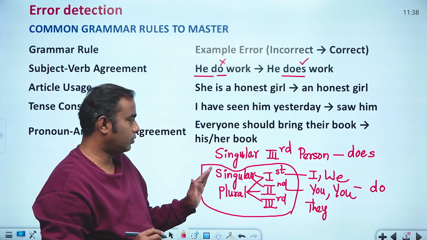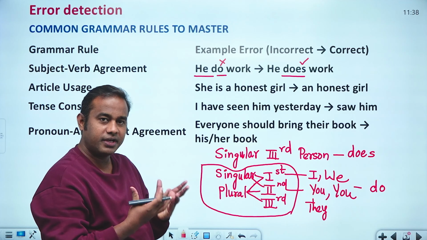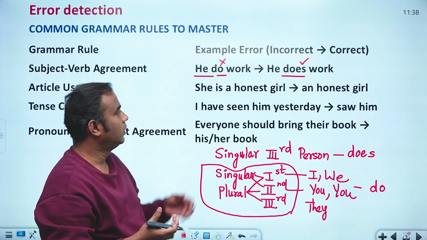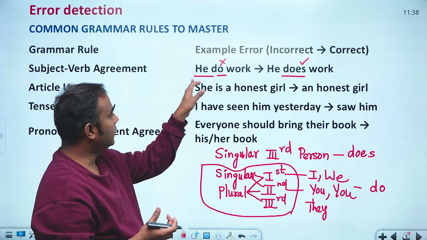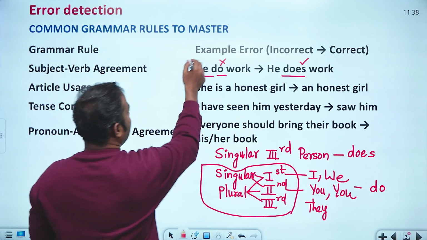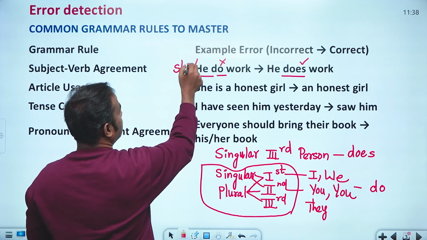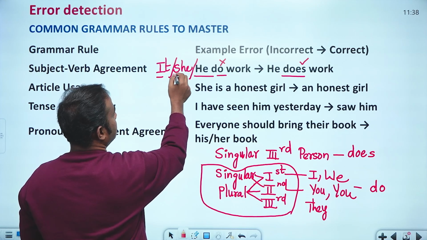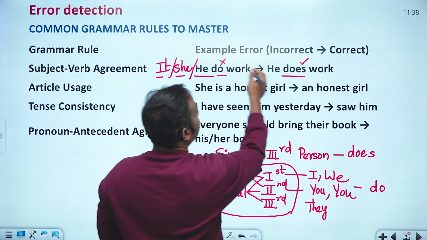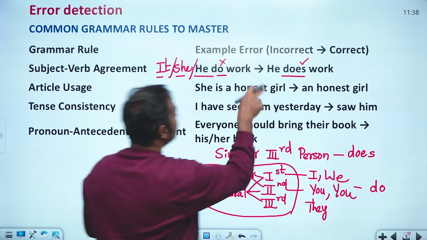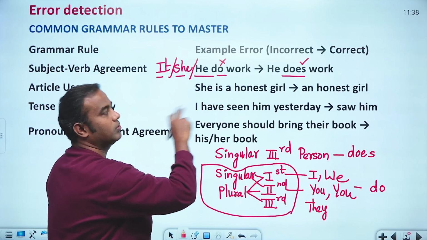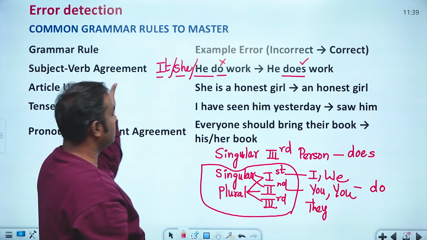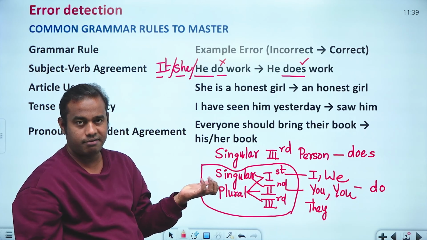So you should be very careful with this. You must be able to identify the differentiation. For he or she or it, for these pronouns, do is not going to come, only does. So it does, she does, he does. That is what you should be able to identify. That's generally subject verb agreement.